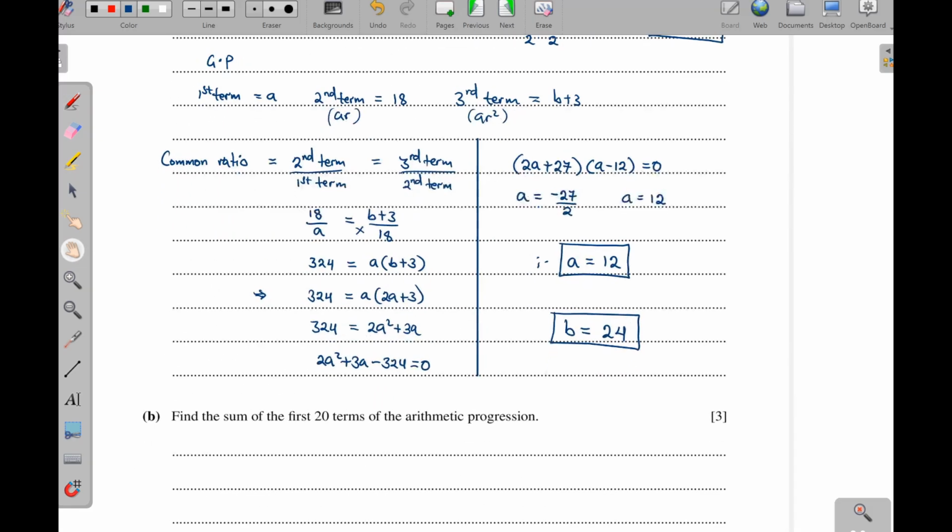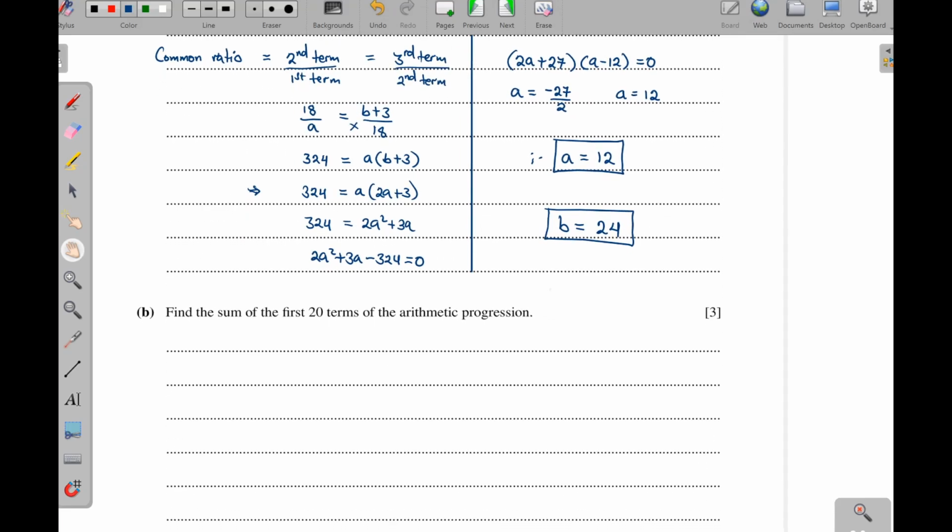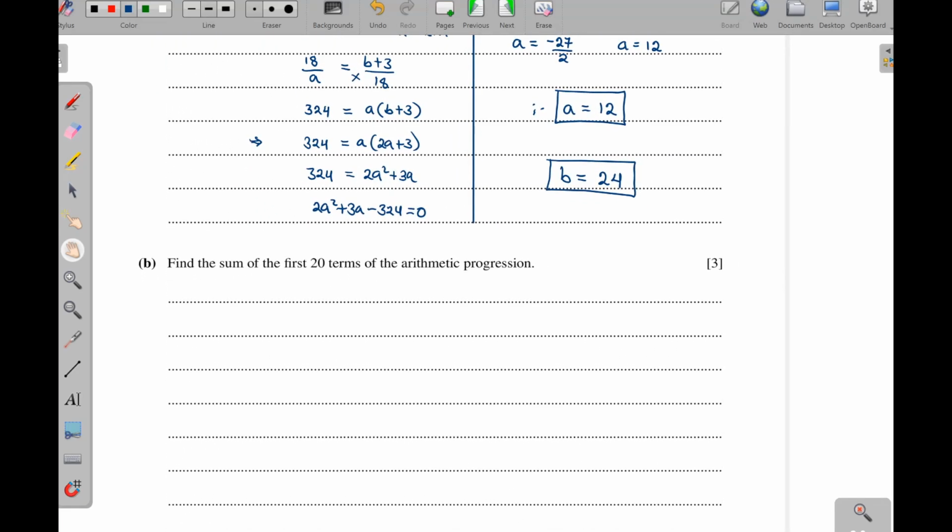Then B, they are saying to find the sum of the first 20 terms of an AP. Now, the sum of the first n terms of an AP is n over 2 times (2a plus (n minus 1)d). What is our n? n is going to be 20. So 20 over 2 into the first term.